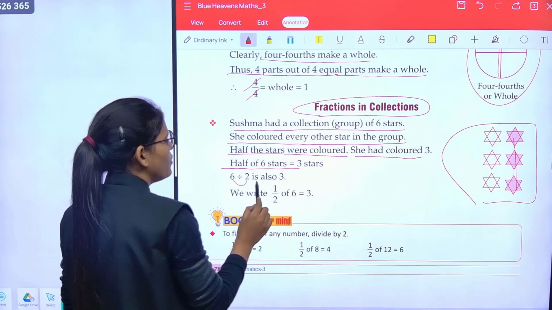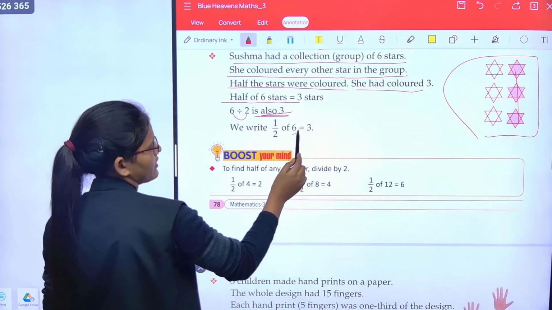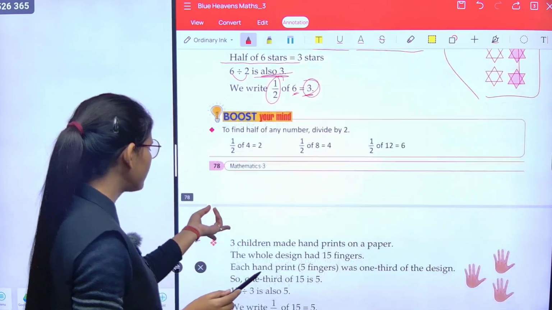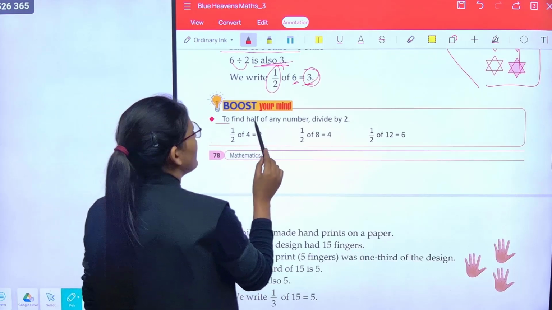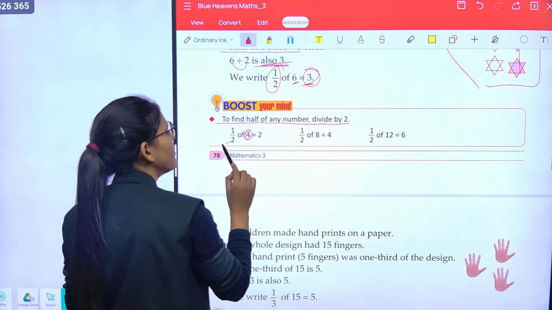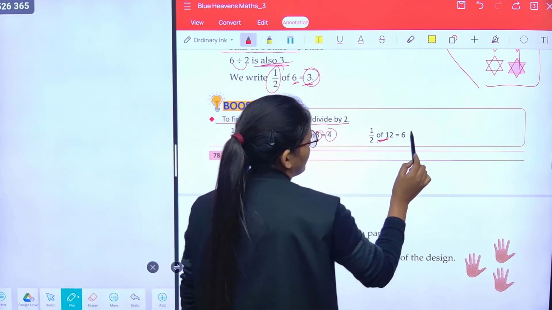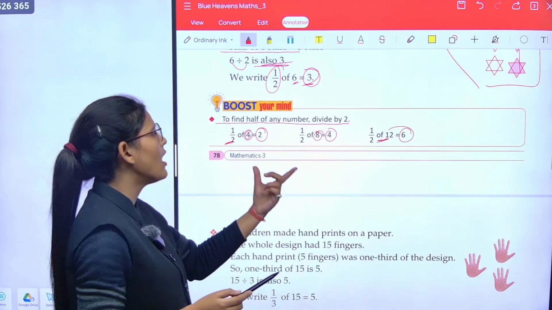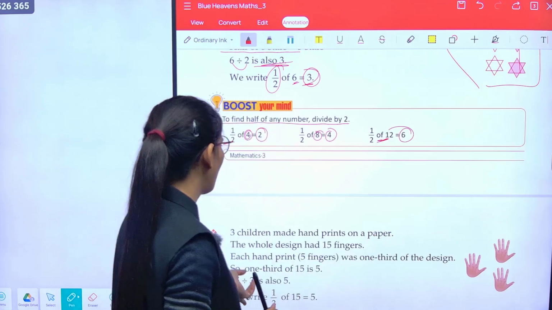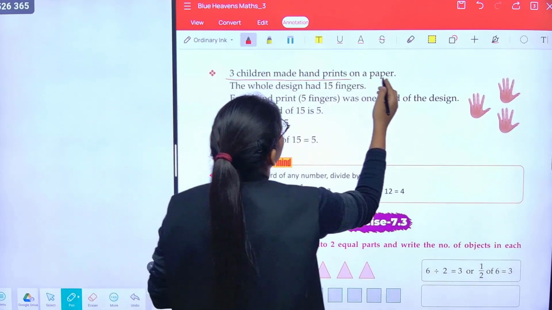6 divided by 2 is also 3. We write 1/2 of 6. Half of 6 is equal to 3. Understood? Now to find half of any number, divide by 2. If we want half of 4, divide by 2, that is 2; half of 8 is 4; half of 12 is 6. Understand? If we want to take half of any number, we divide it by 2.